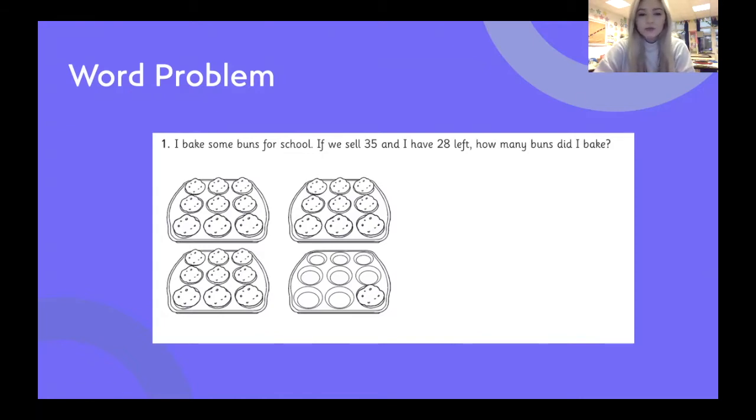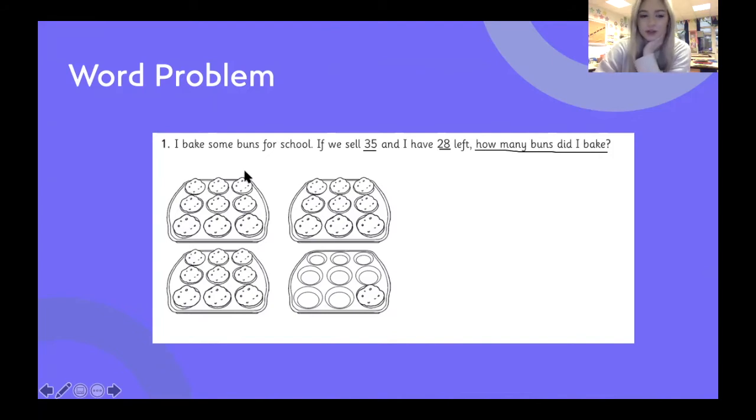So let's underline the really important parts of this question, which we know are obviously the numbers that we're working with. And it's normally the question at the end because it tells us what they want to know. How many buns did I bake? Let's underline that as well because that's really important. How many buns did I bake?